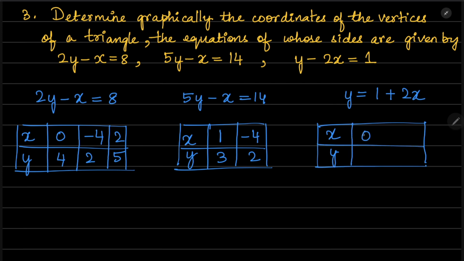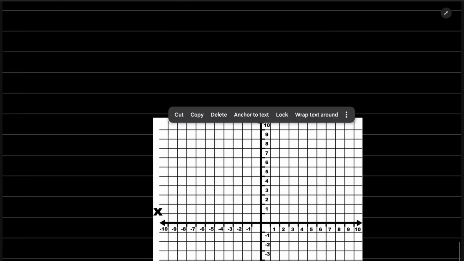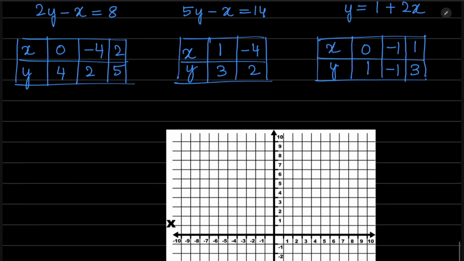If x is 0, what will your y be? y is going to be 1. If x is equal to minus 1, that means 1 minus 2. What is 1 minus 2? Again, it's going to be minus 1. And then if x is 1, then what will y be? 1 plus 2, which is 3. So we have got the three coordinates, so that you can plot graphically. Now let us plot graphically.